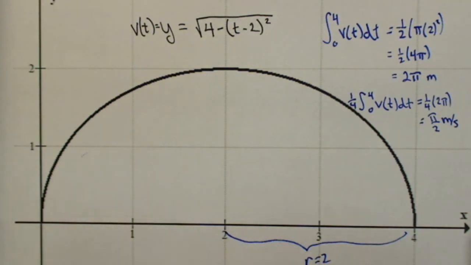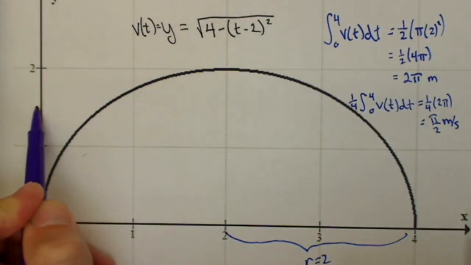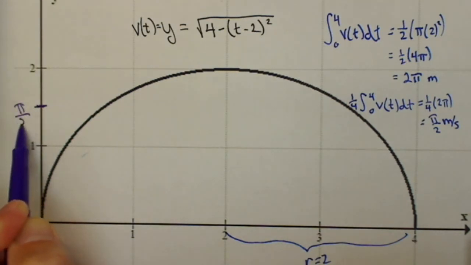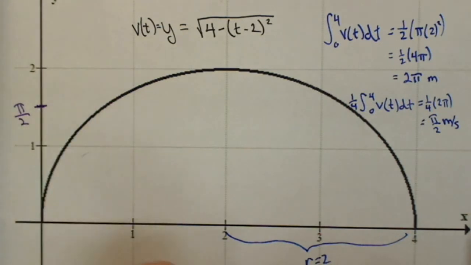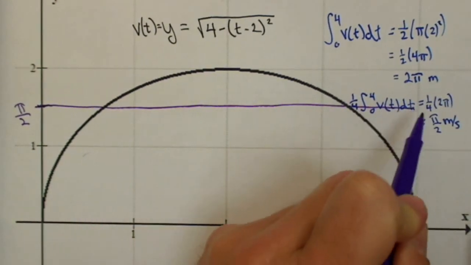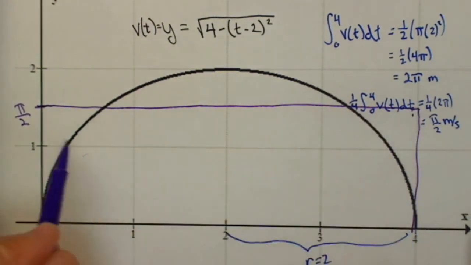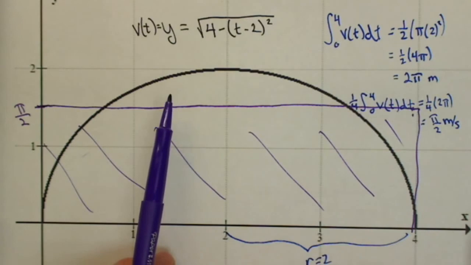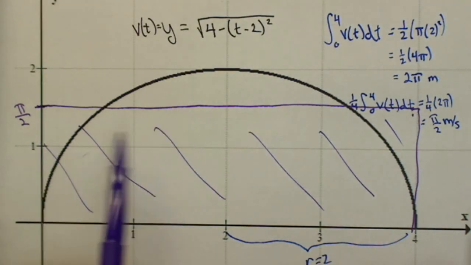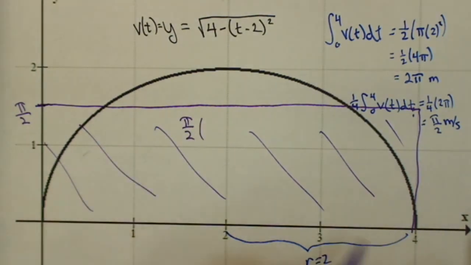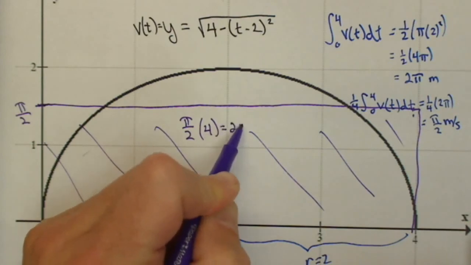In fact, what we're going to do is sketch a rectangle that has the same area. Roughly about here is where the height of the rectangle is going to be. Now this is at pi over 2. Because what we're going to say is, okay, if we were going at a constant velocity of pi over 2 for 4 seconds, the area of this purple rectangle is going to be the same as the area under the curve. And if we look, the area is going to be the height, pi over 2, times the base, which is 4, or 2 pi.